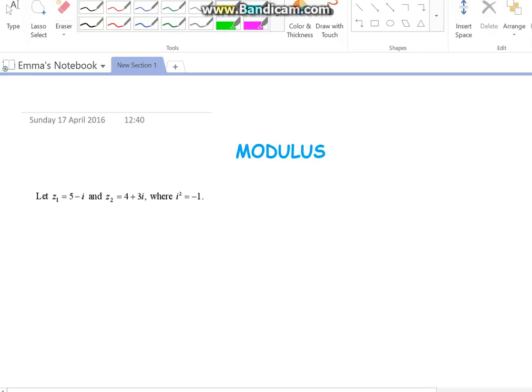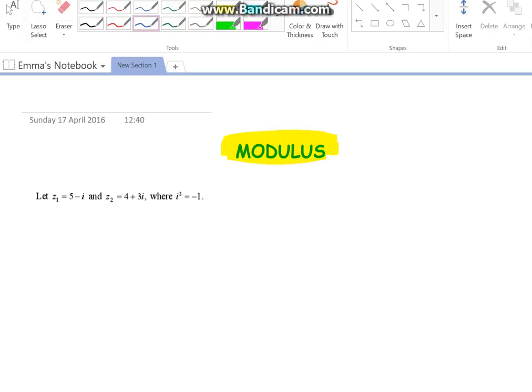Okay, so now we're going to look at the modulus of complex numbers. So what is the modulus? Well, you need to understand what it actually is in order to do it, right? Because sometimes there are questions asked on the modulus itself, theory questions, right?